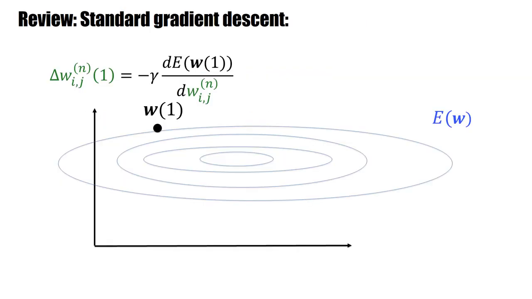Let's start by reviewing standard gradient descent. What I plot here are two arbitrarily chosen weights. Let's call them WA and WB. Of course, there are many weights in different layers with different indices going from neuron J to neuron I. And this is now our momentary configuration at time step number 1.